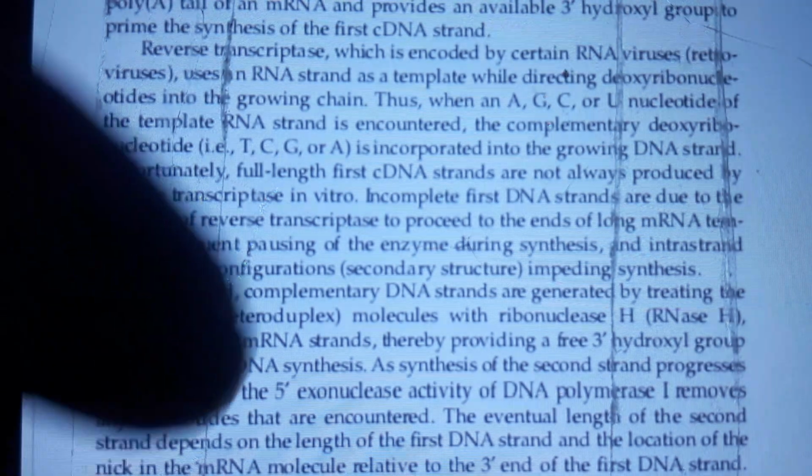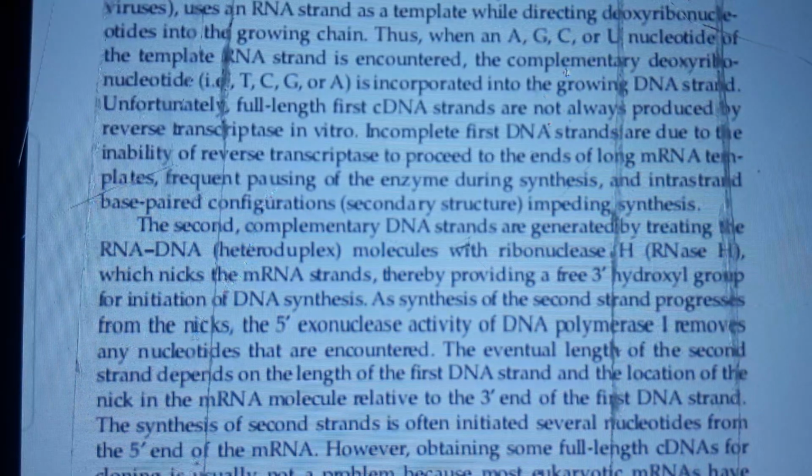The second complementary DNA strands are generated by treating the RNA-DNA heteroduplex molecules with ribonuclease H, RNase H, which nicks the mRNA strands, thereby providing a free 3' hydroxyl group for initiation of DNA synthesis. As synthesis of the second strand progresses from the nicks, the 5' exonuclease activity of DNA polymerase 1 removes any nucleotides that are encountered.